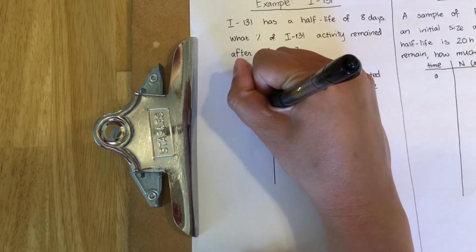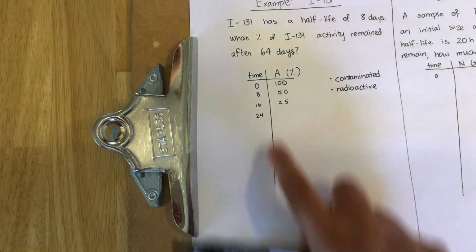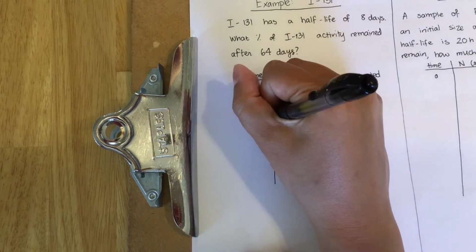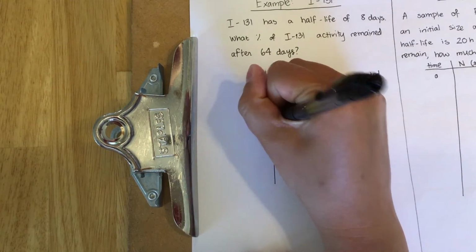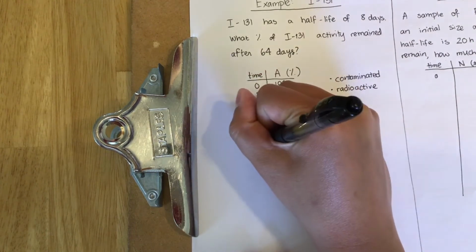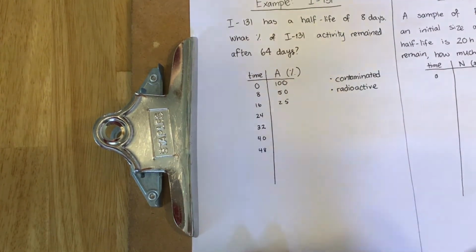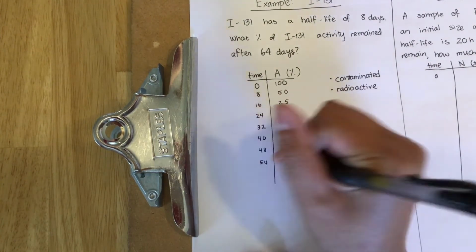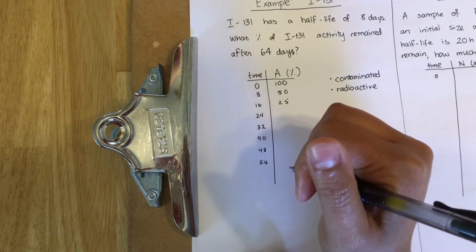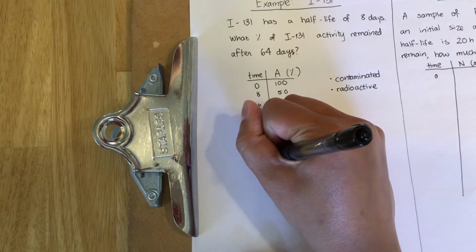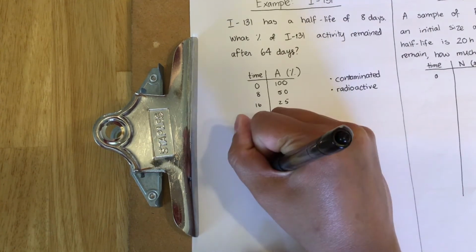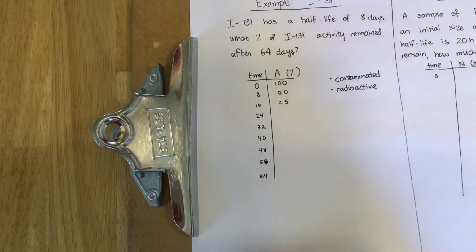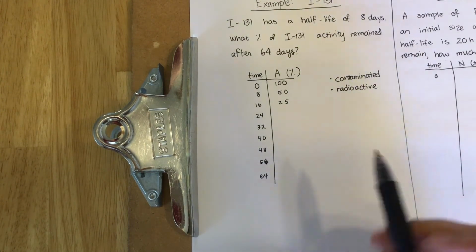After 3 half-lives, and actually let's just count this out, 8, 16, 24, 32, 40, oh my gosh, I made this too many days. 40, 48, 56, I'm mathing wrong, 56, 64. Right. Now that would just keep dividing in 2.